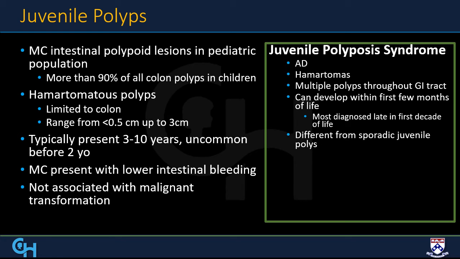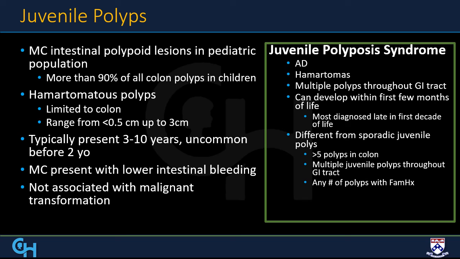They're different from the sporadic juvenile polyps, where to diagnose them with a syndrome, they have to have greater than 5 polyps in the colon, or they have multiple polyps throughout the GI tract, including the stomach or the small bowel, or they have any number of polyps but have a positive family history. The really important thing here is that they have increased risk for carcinoma, and therefore management varies. Usually they will do yearly scopes, and they can do polypectomies if that provides symptomatic relief, but sometimes they can require segmental resections if there's a cluster of polyps.